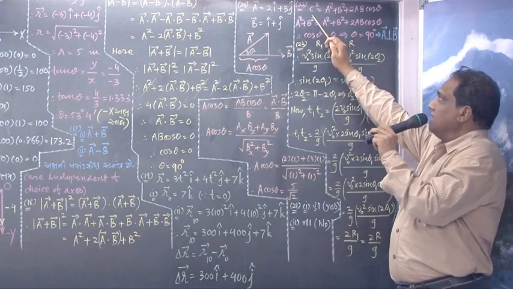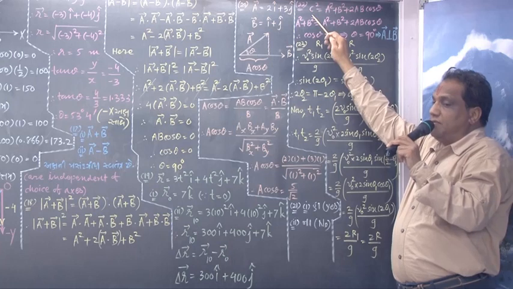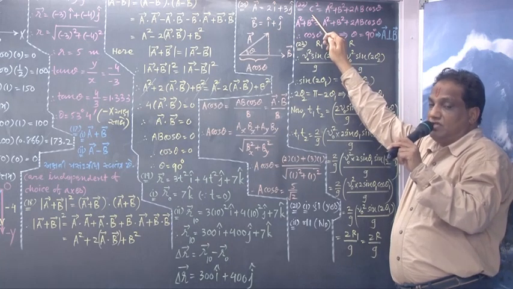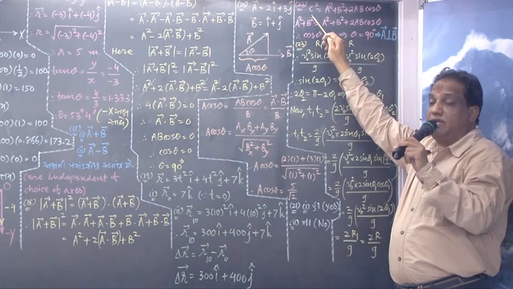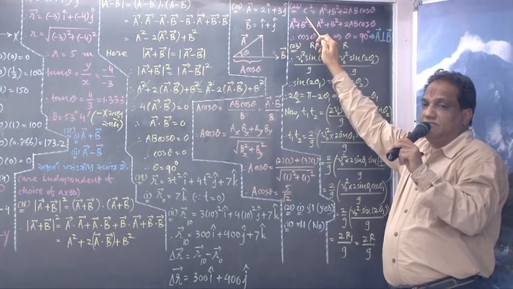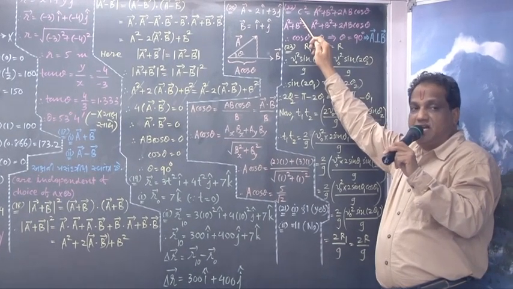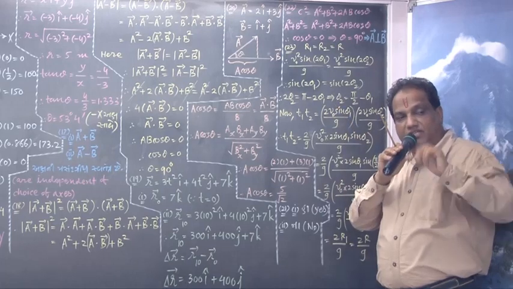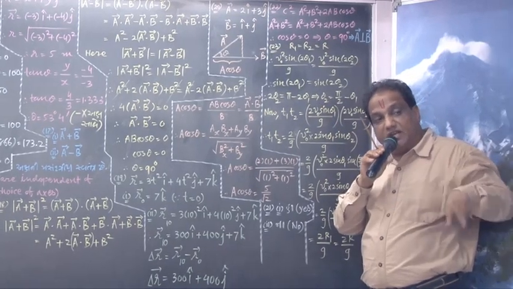Look, what is vector A plus vector B? C square. Don't say C square. Vector A plus vector B, I'm asking. Say vector C. So what do you mean by vector C? It is vector A plus vector B, meaning their resultant.